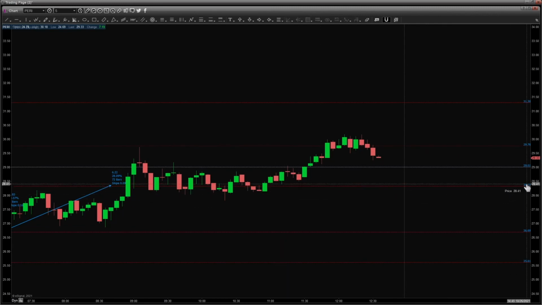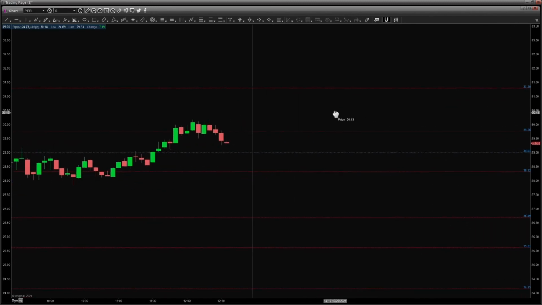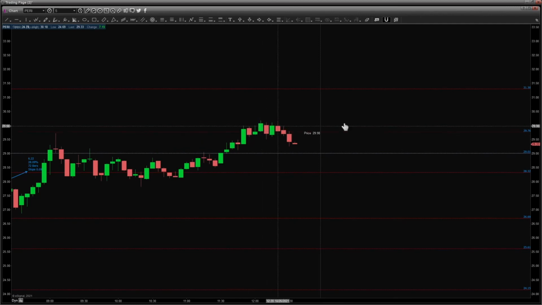But I'd say if we hold 28, come back and test 28 several times and hold, we could head up to 31.30. Or even if we hold this 29.76 from here, we could head up to 31.30. But the major levels would be 28.32 and 31.30. I would want to see this being held maybe until tomorrow morning and then head back up.